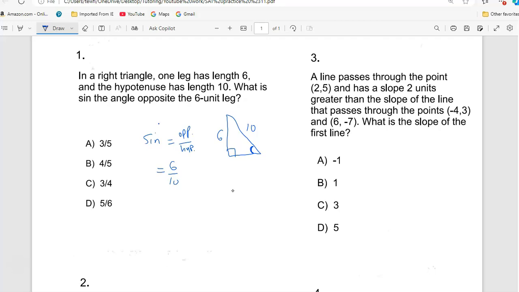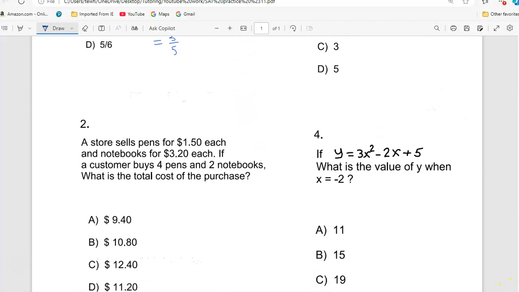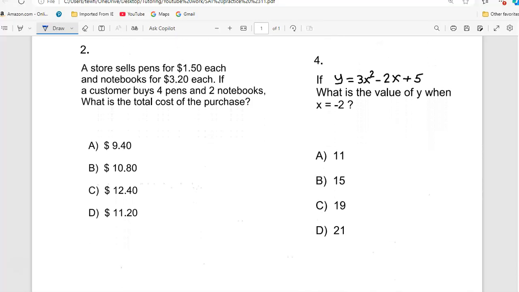Take a look at the choices. If I simplify it, dividing the top and bottom by 2, that is 3 over 5, which is the first choice here, right? Let's take a look at the second one.